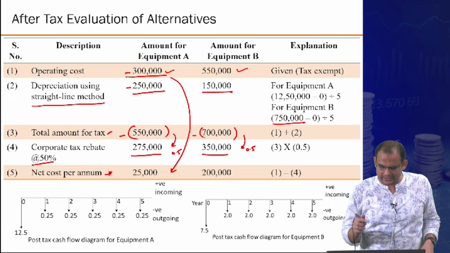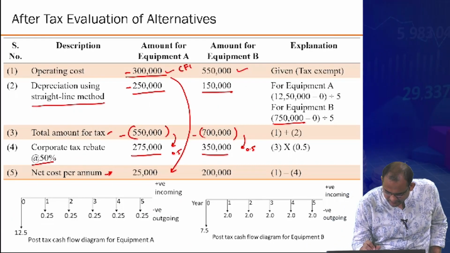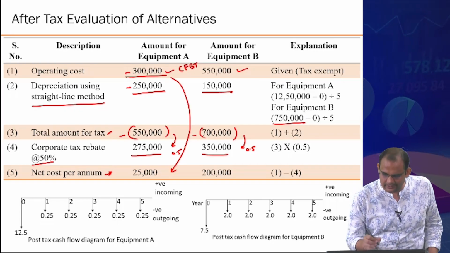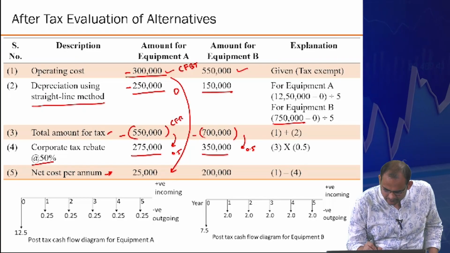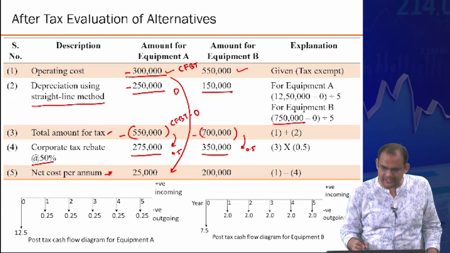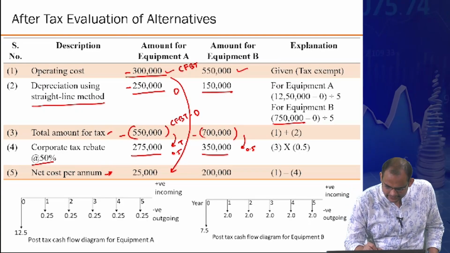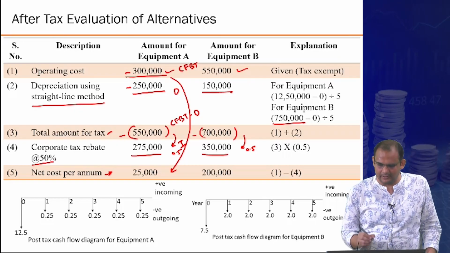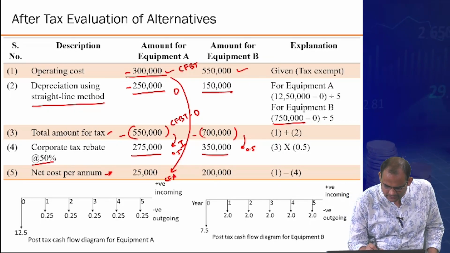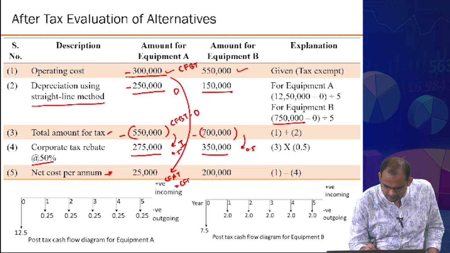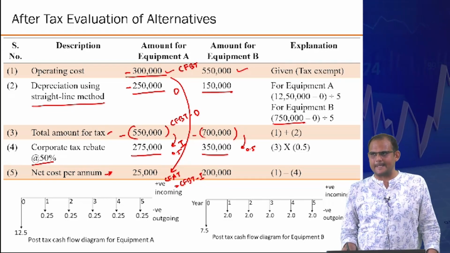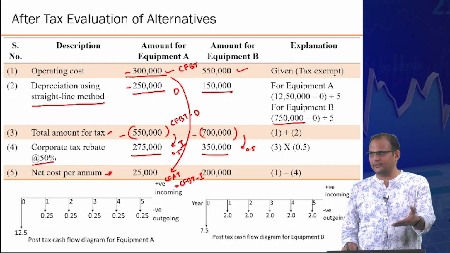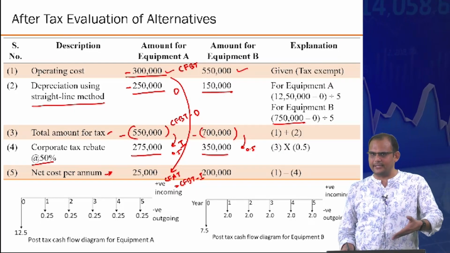So, your concept is cash flow before tax, depreciation, cash flow before tax minus depreciation, income tax, cash flow after tax, which is cash flow before tax minus the income tax. Got it? Now the calculation is making sense.